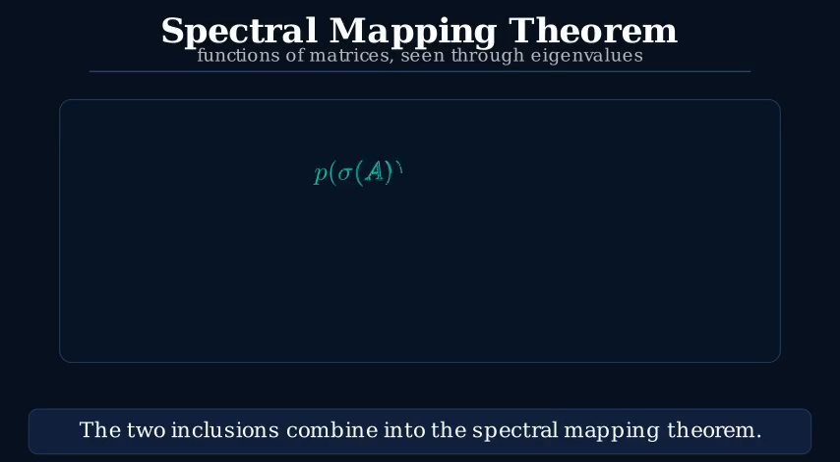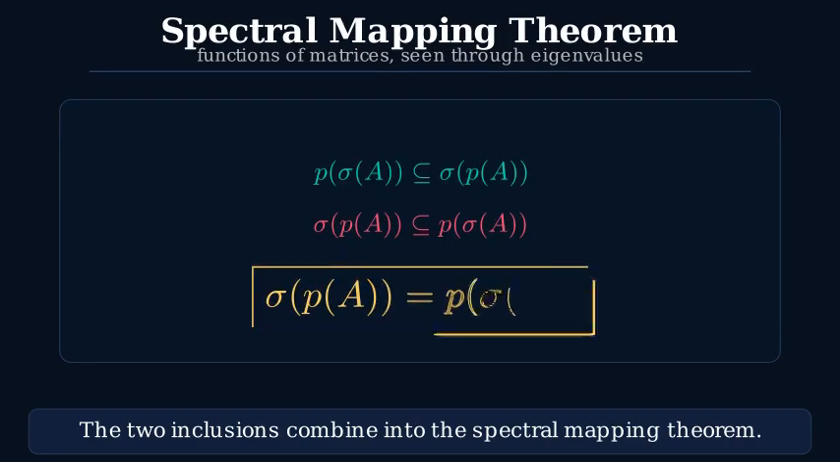Now both directions are done. The eigenvector argument gives P of sigma of A inside sigma of P of A. The factorization argument gives sigma of P of A inside P of sigma of A. The two inclusions combine into equality.